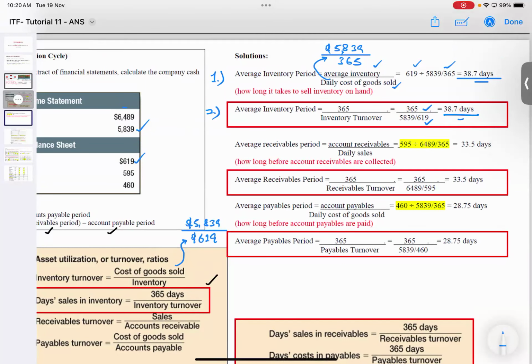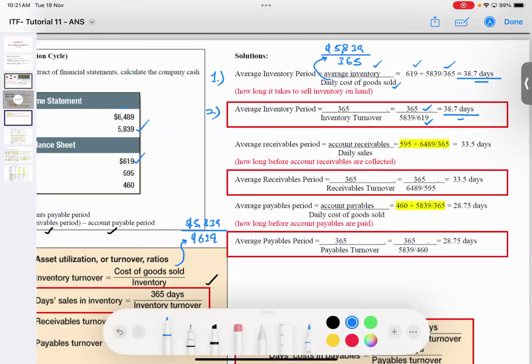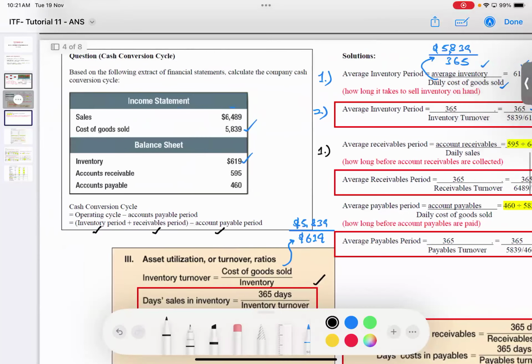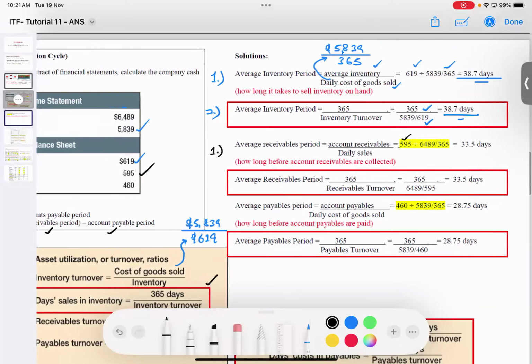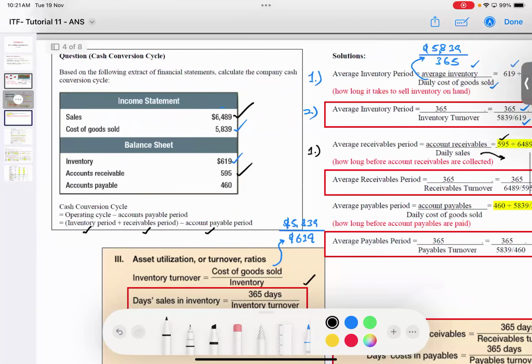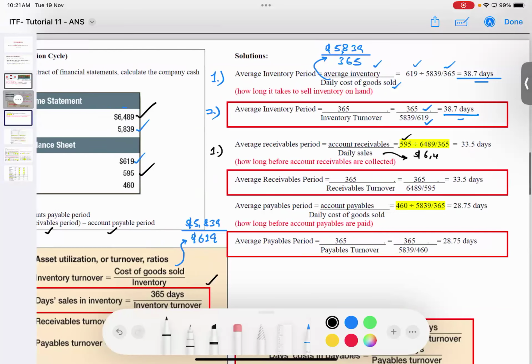Now the next one, you want to calculate the account receivable period. One way is to use account receivable divided by daily sales. Account receivable here is 595. And for daily sales, I use the sales here, 6489, divided by 365 days. You get this number of days.